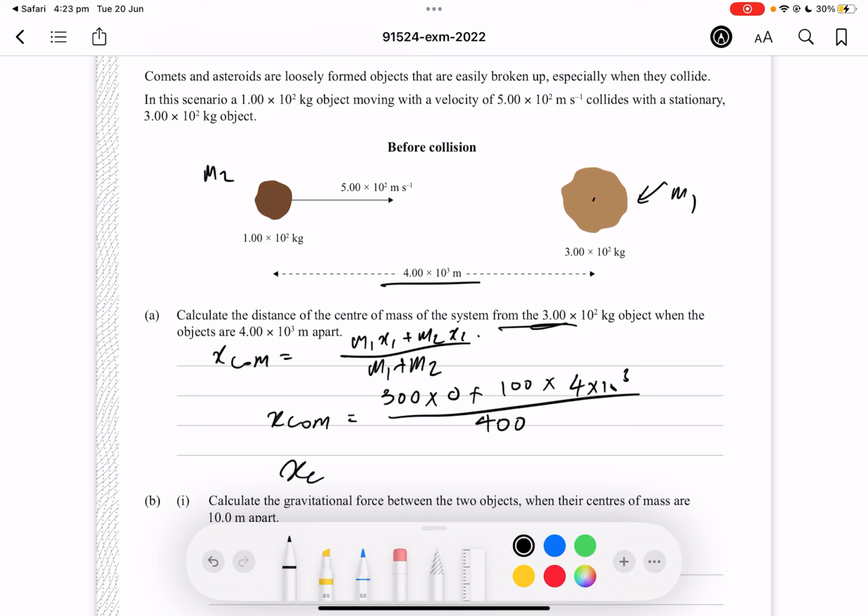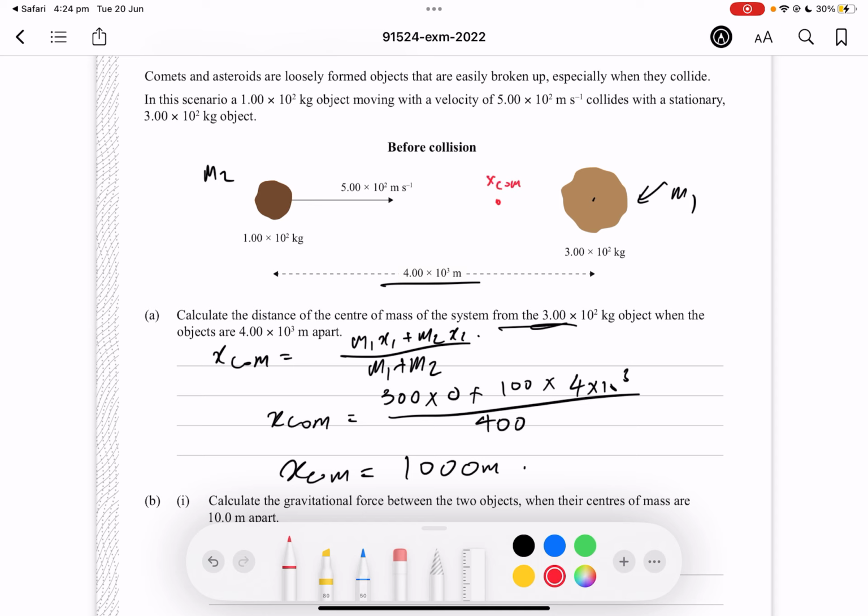So therefore, this will be equal to 4 times 10 to the power 3 divided by 400. This should be equal to 10 to the power 3, which is 1,000 meters. So 1,000 meters should be our final answer for this question. If you're looking at the diagram, that would be our x, somewhere there.